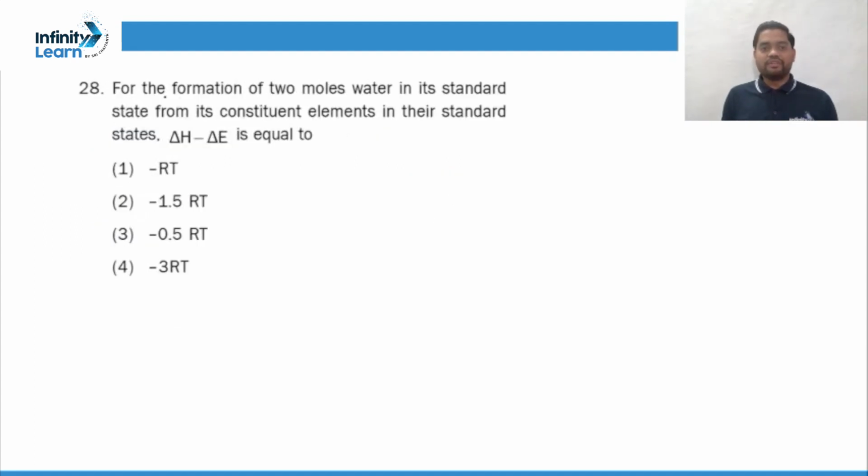28. For the formation of 2 moles of water in its standard state from its constituent elements in their standard state, delta H minus delta E. Basically it is the formation of 2 moles of water. So we know that hydrogen plus oxygen gives you H2O.